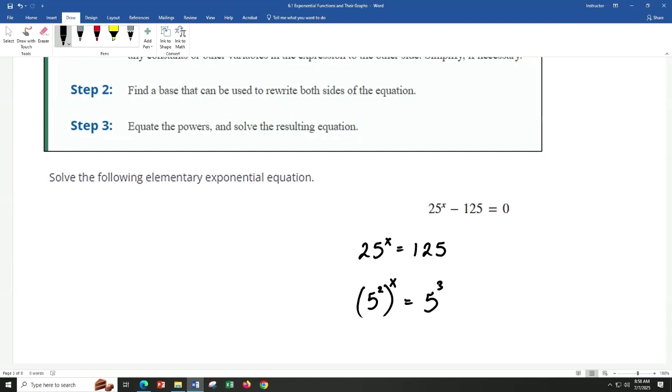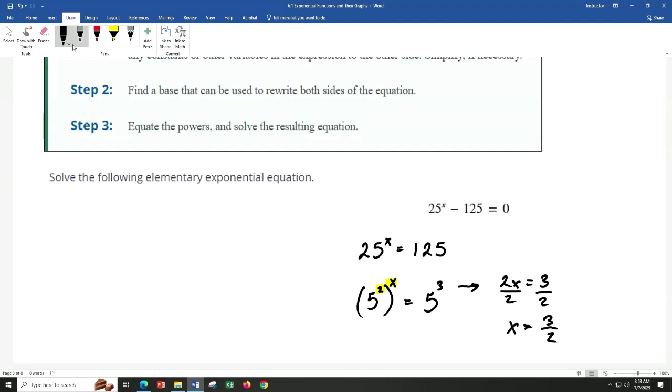Now notice what's going to happen here. I'm going to take that 2 and multiply it to that x. Well, now I'm going to make the powers equal to each other. So I'll come over here and notice what I get. 2x is equal to 3. Solve for x. X is equal to 3 over 2. That's the exponent I was looking for to make that statement true.